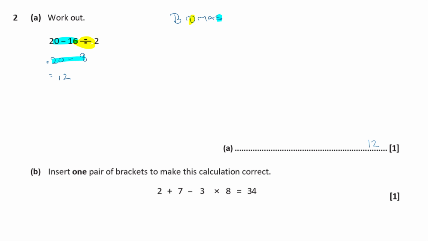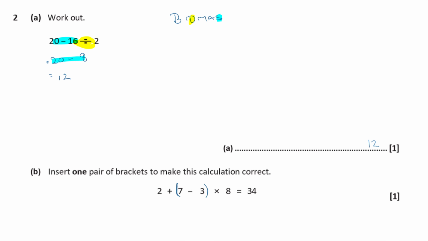Part B says insert one pair of brackets to make this calculation correct. I've got 2 plus 7 minus 3 times 8, and that's equal to 34. Okay, so how are we going to do that then? I think the brackets need to go here, don't they? I had to think about that a little bit.